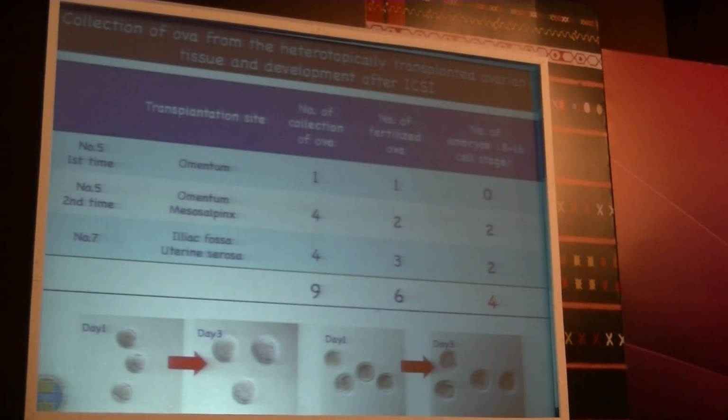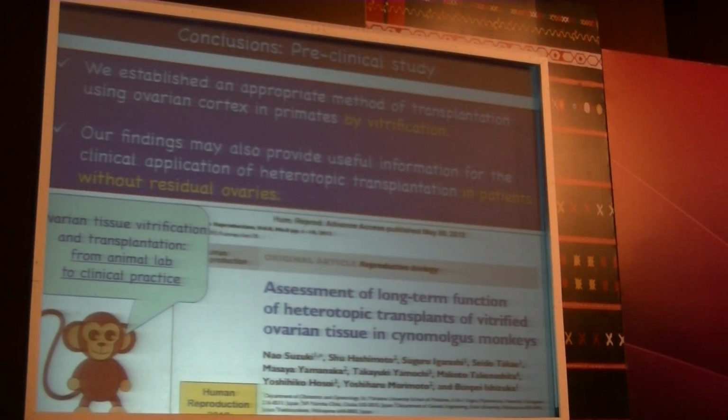Collection of ova was attempted from the omentum, mesocervix, retroperitoneal region, and uterine serosa, with 9 M2 stage ova being successfully harvested from the heterotopically transplanted vitrified ovarian tissue. Microinsemination was performed on the same day, achieving fertilization of 6 ova. To summarize, we established an appropriate method of transplantation using ovarian tissue in primates by vitrification. Our findings may also provide useful information for the clinical application of heterotopic transplantation in patients without residual ovaries.